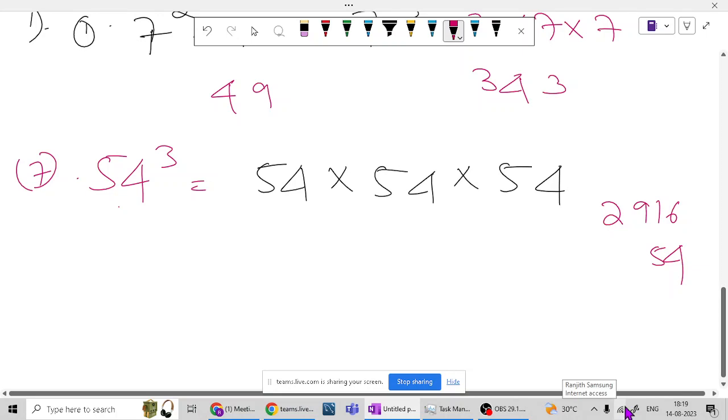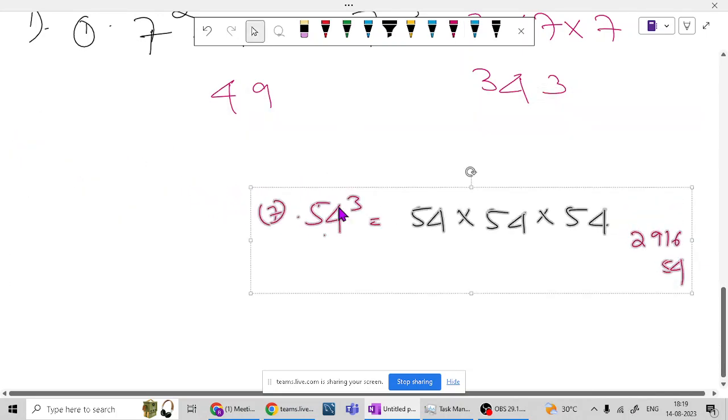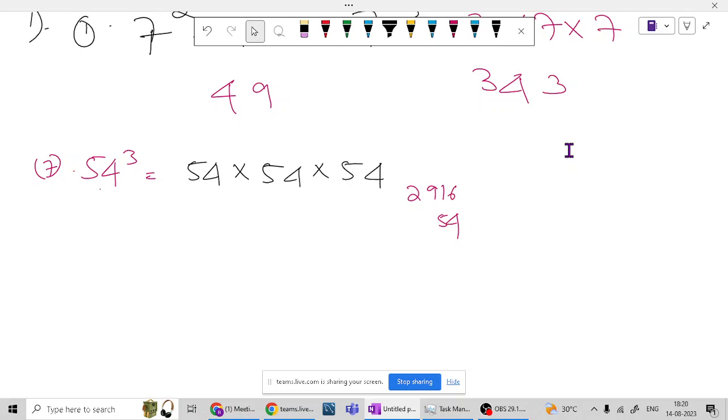Again, multiply this by 54. So it's not possible to memorize these values. That's the reason I told you 1 to 10 is enough. 2916 multiplied by 54.